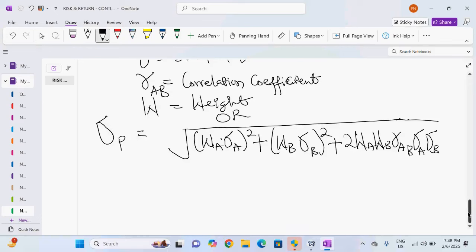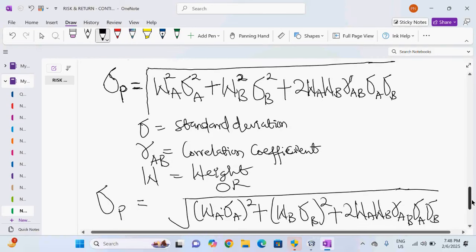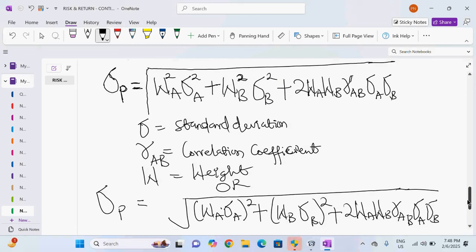All right, so let us go through some simple steps. Can you please scroll up? I want to see the formula, the main one. So please, I'm done. Okay.